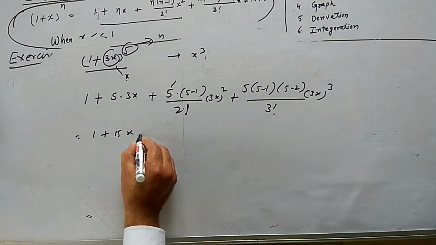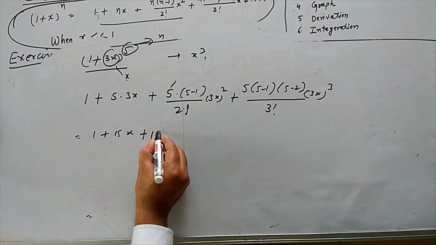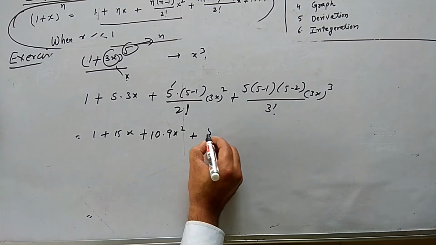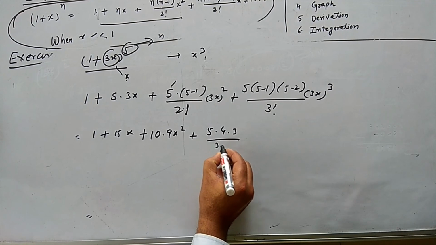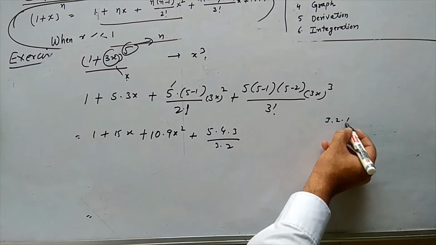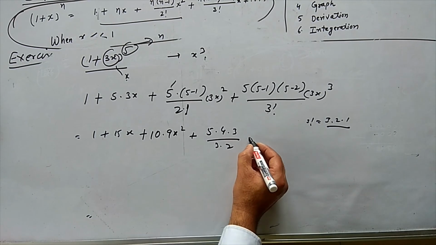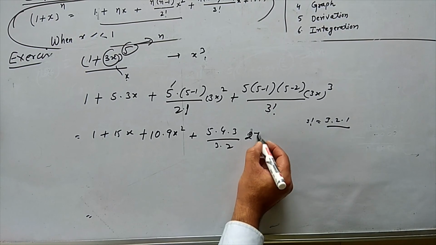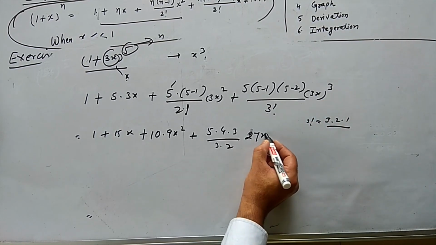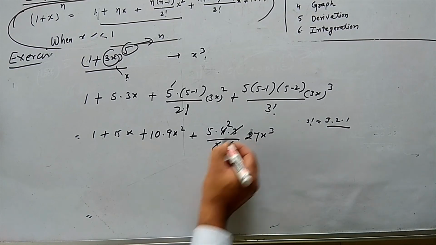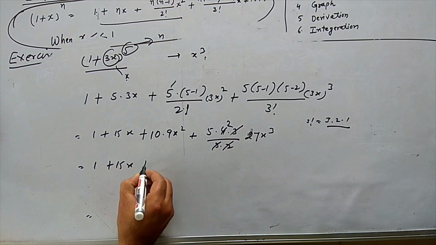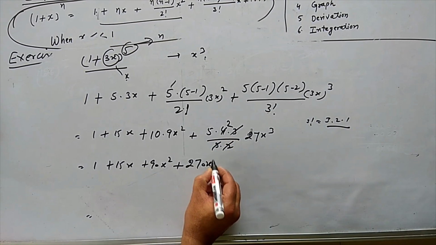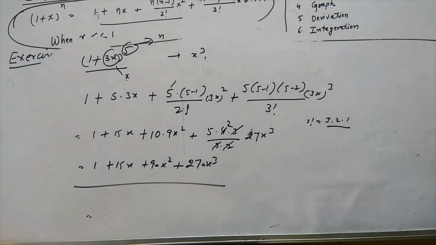1 plus 15x, and this becomes 20 and 2 into 1, this becomes 10 now, 10 into 3 3, 9x squared, plus 5 into 4 into 3 divided by 3 into 2. This 3 factorial means 3 into 2 into 1. Then 9, 27, 3 times, if I multiply, then x to the power 3. 2 will cut the 2, 3 will cut this. And 1 plus 15x plus 90x squared plus 270x cube, and this is your answer. Thank you very much.